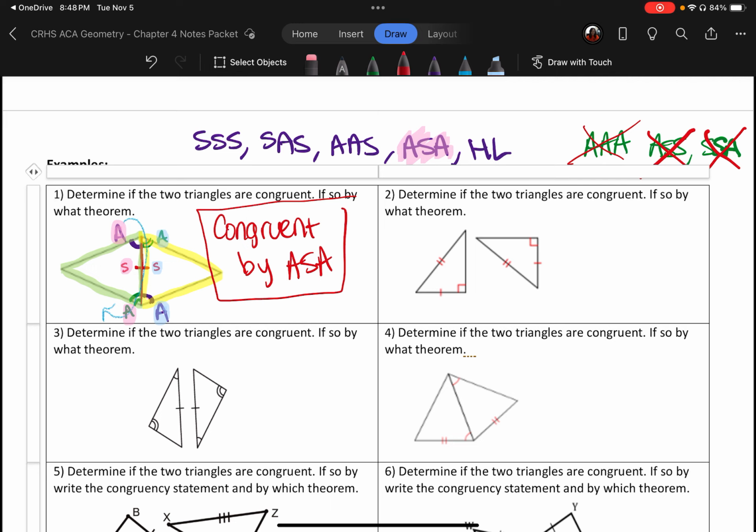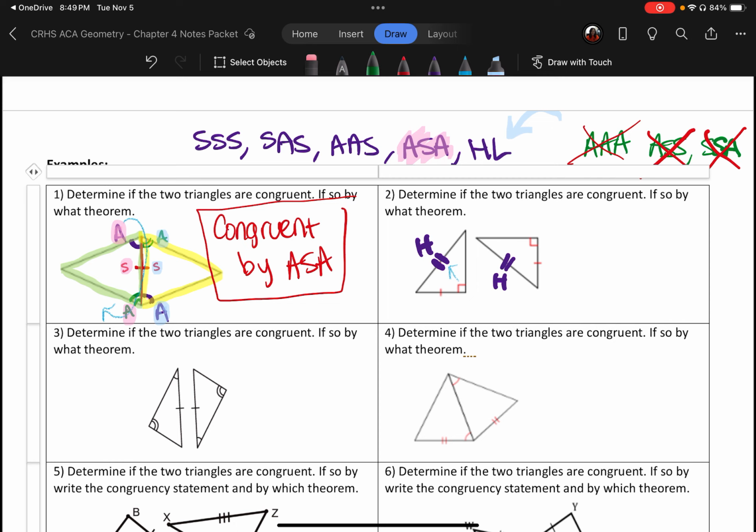It says, determine if the two triangles are congruent. If so, by what theorem? The first thing I'm going to notice here is that these are right triangles. We said that if we have a right triangle, the first thing I want to check for is HL. So I'm going to check here, did they mark the hypotenuse congruent? Remember, the hypotenuse is across from the 90 degree angle. And I see here, yeah, they absolutely did. They marked this hypotenuse congruent with 2 tick marks, and they marked this hypotenuse congruent with 2 tick marks.